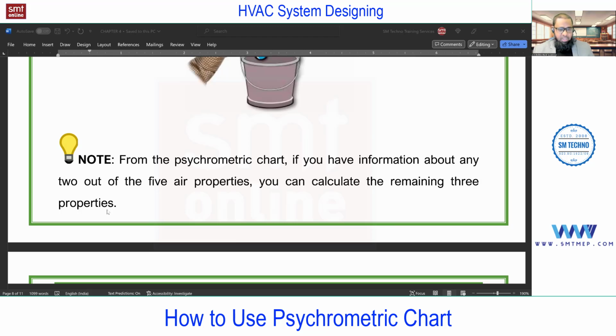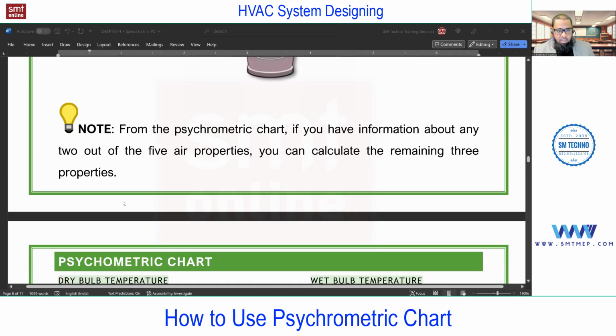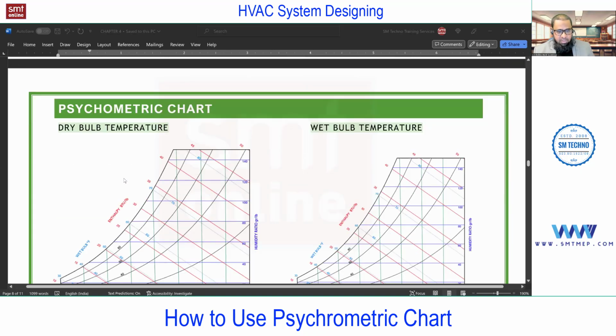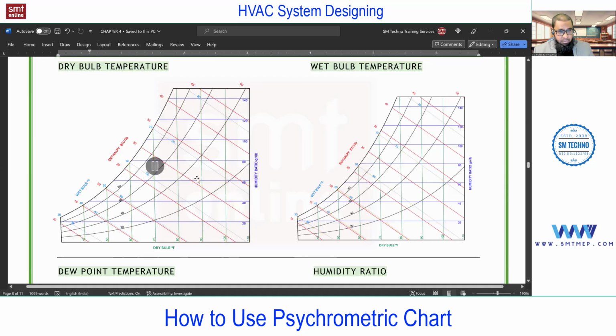Now, in order to use the psychrometric chart, you must know what line represents what property. For that I have given this information here. First, dry bulb temperature. Can you see the highlighted lines?